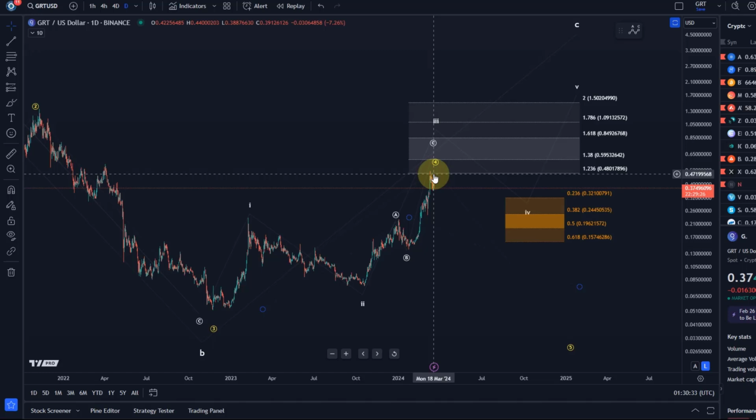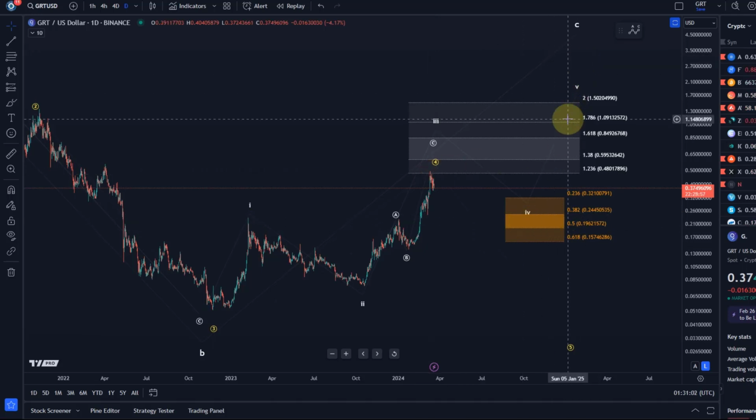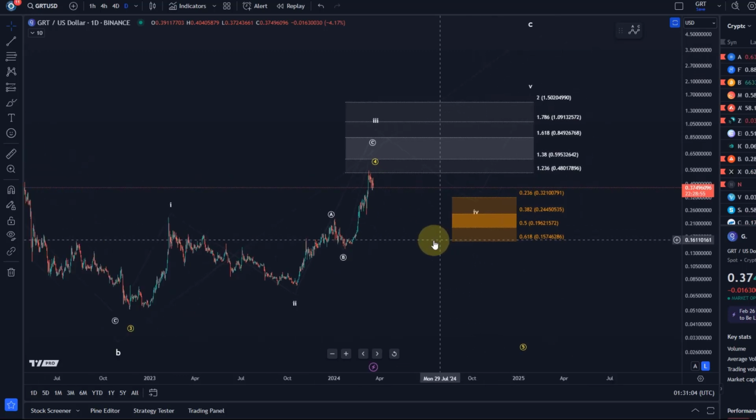Had it not reached that 1.236 extension level, then I would be very much in doubt. But for now, because it reached the 1.236 extension, I obviously added already in the last video this support region in orange, which is between 15.7 cents and 32 cents. And as long as in any pullback this support region is holding, there can be further upside, and further upside will be expected.